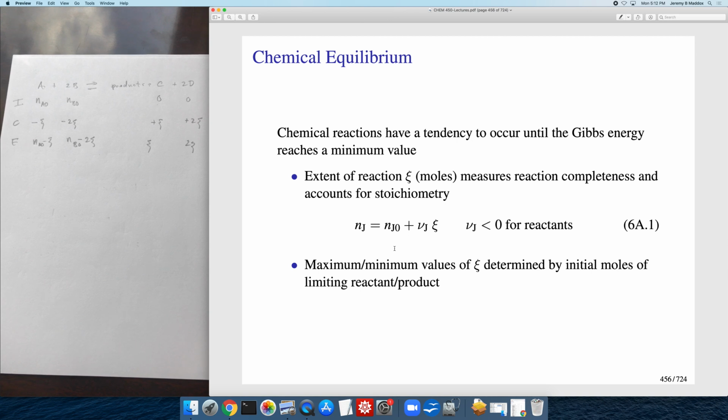The range of this variable, that is the numerical range, really depends upon the number of moles of each species that you have present in the system. Okay? And so its maximum and minimum values will be determined by the limiting reactants in both the forward and backward direction for that reaction.